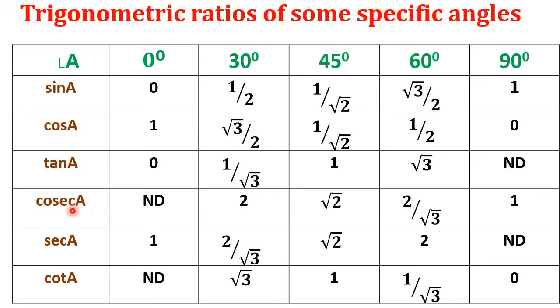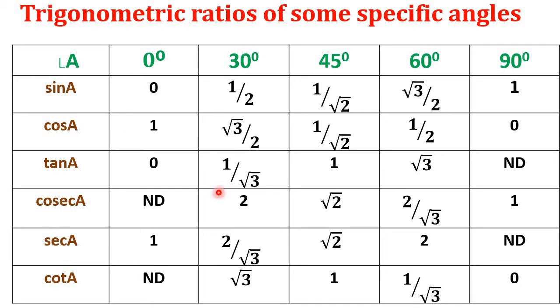And also we know that cosecant of the angle is reciprocal of the sine of the angle. Cosecant theta is reciprocal of sine theta. So reciprocal of 0 is not defined. Reciprocal of 1 by 2 is 2. Reciprocal of 1 by root 2 is root 2. Reciprocal of root 3 by 2 is 2 by root 3. And reciprocal of 1 is 1. So the value of cosecant 0 is not defined. Cosecant 30 is 2. Cosecant 45 is root 2. Cosecant 60 is 2 by root 3. Cosecant 90 is 1.